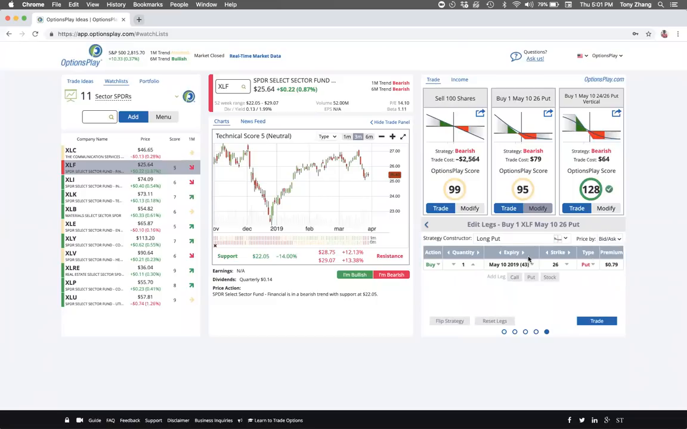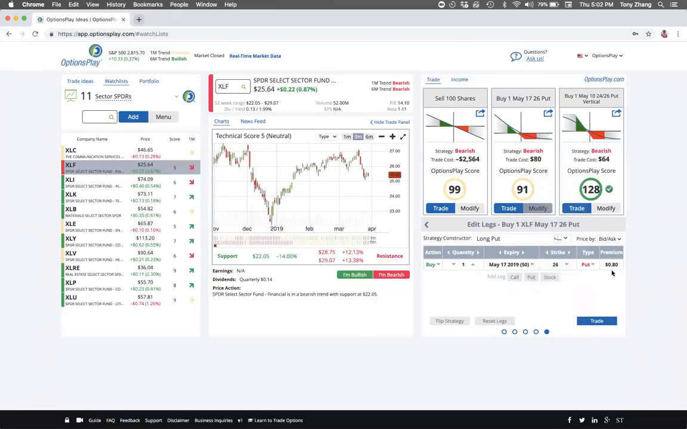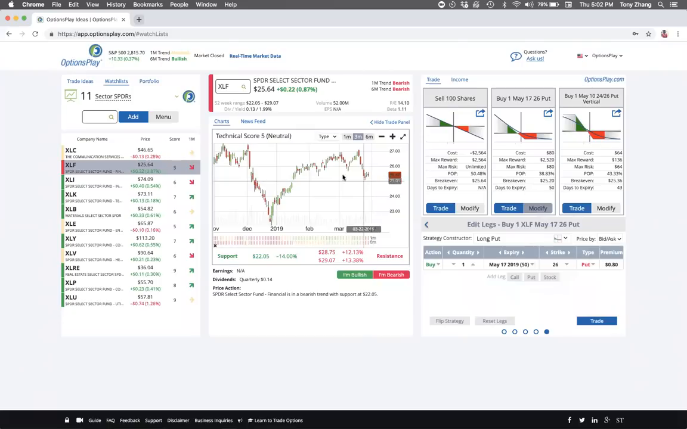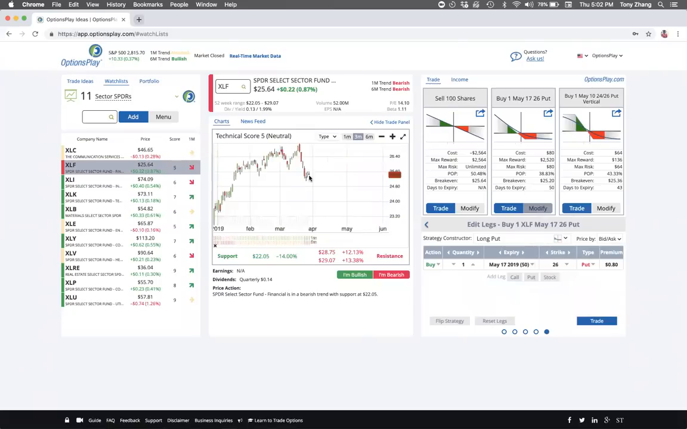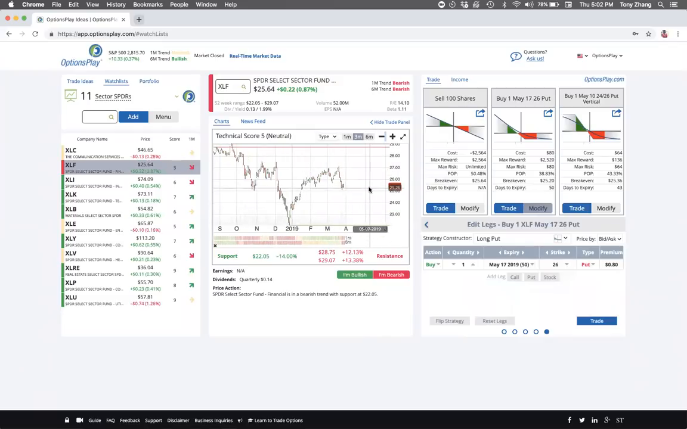So again, let's look at a May. Let's say a $26 put is fine. Notice how cheap it is. It's only 80 cents, which means that the break-even price on this is only $25.20. Extremely cheap because the stock only has to move down to about $25.20 right here by May 17th. As you can see, that's basically flat on the stock. So if the stock moves any lower than that, you can be profitable on this trade.